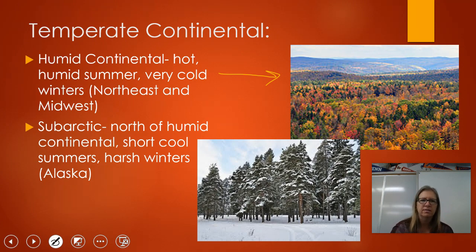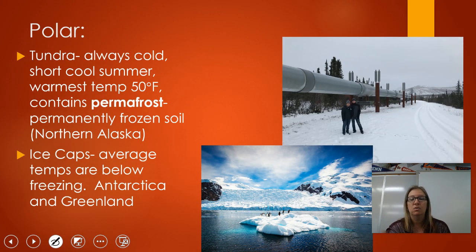The subarctic is even farther north. So if you look at the map and you find the humid continental areas, the subarctic areas are right above those. They're more north. They get very short summers, and even the summers are cool, and very long, harsh winters, lots of freezing temperatures, okay? Areas of Alaska and northern Canada are part of the subarctic.